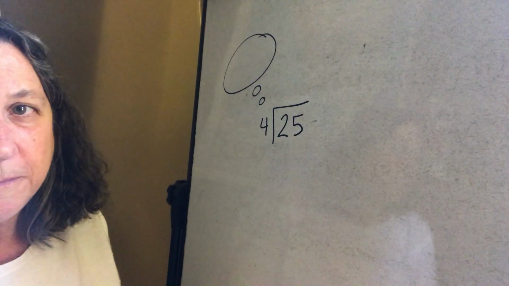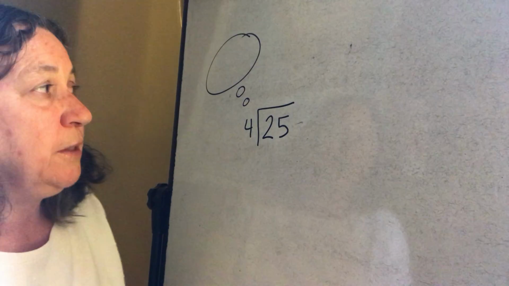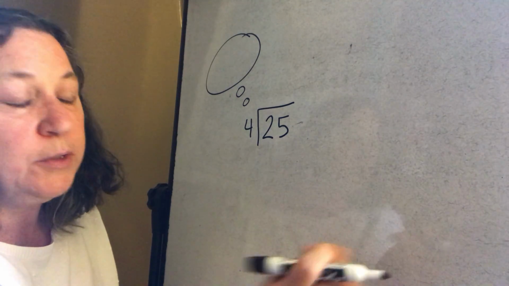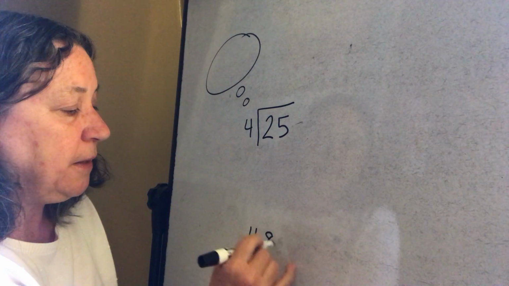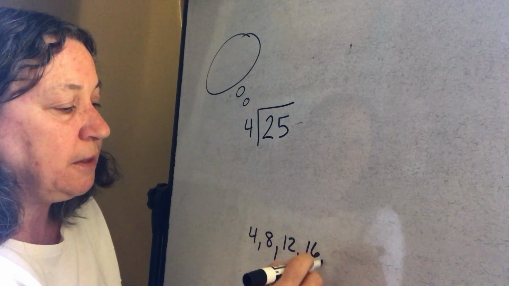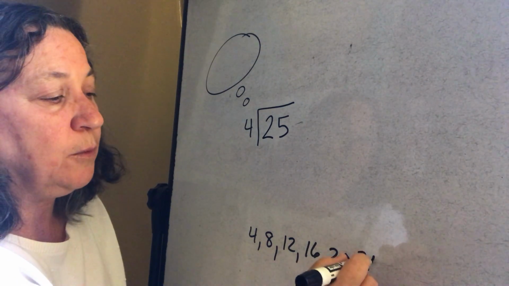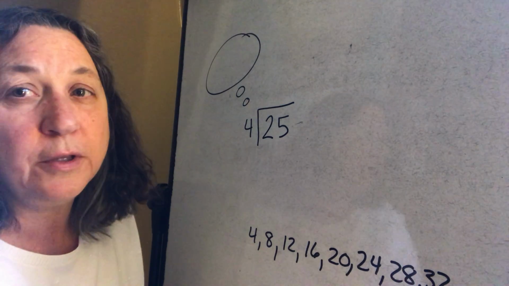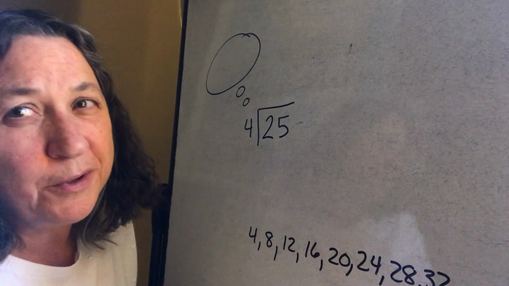Oops, you're not seeing this. There. Having a thought bubble really, really helps. So the other day I wrote out the multiples of 4, and you could still do that. 4, 8, 12, 16, 20, 24, 28, 32, etc. Or you could look at your times table, orange paper if you have it.